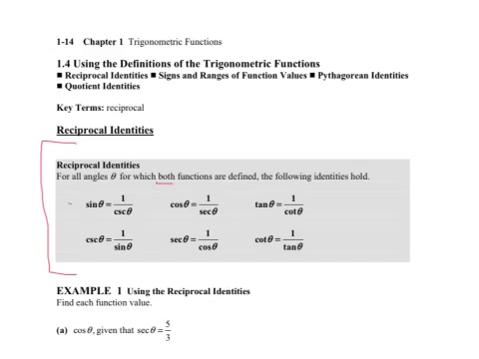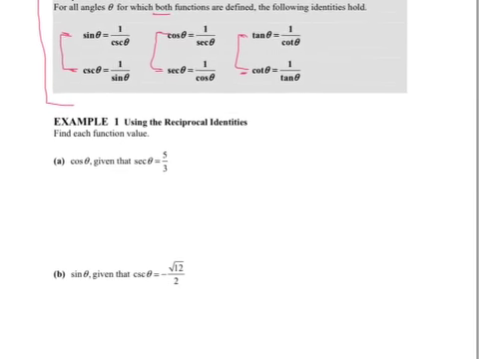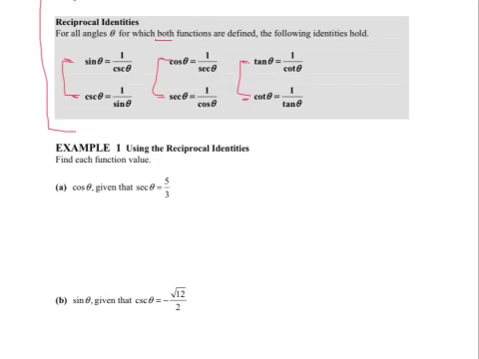So you have sine equals 1 over cosecant, cosine is 1 over secant, tangent is 1 over cotangent, cosecant is 1 over sine, secant is 1 over cosine, and cotangent is 1 over tangent. So if you look here, these are the reciprocal of each other, these two are the reciprocal of each other, and these two are kind of the reciprocal of each other. And so as we move down here, using reciprocal identities, it says cosine of theta given that secant equals 5/3.